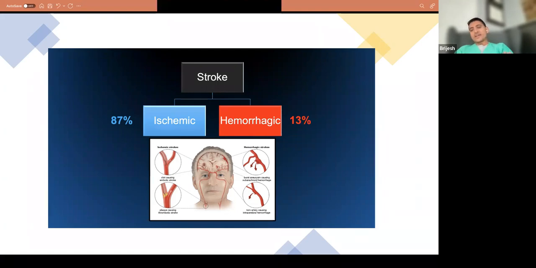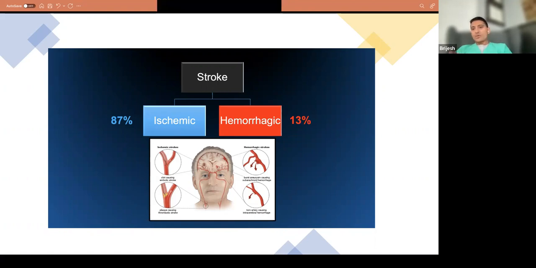And that could be due to, again, high blood pressure causing a rupture of an artery in the brain, especially the smaller, more friable blood vessels. It could be due to rupture of an aneurysm or other vascular abnormalities, such as arteriovenous malformations.